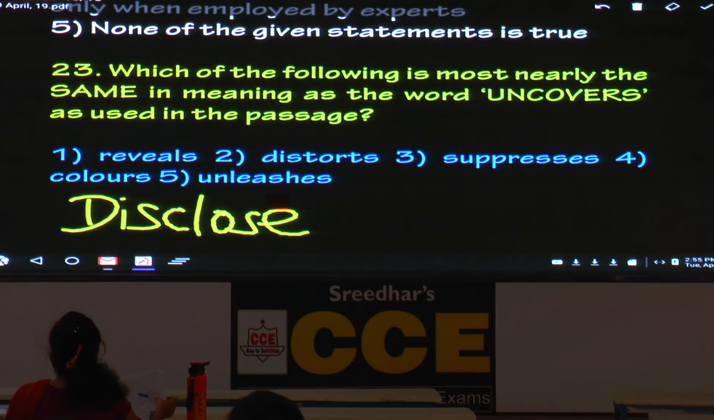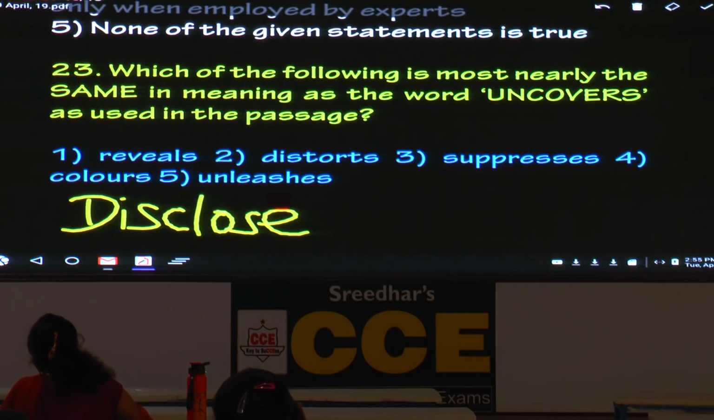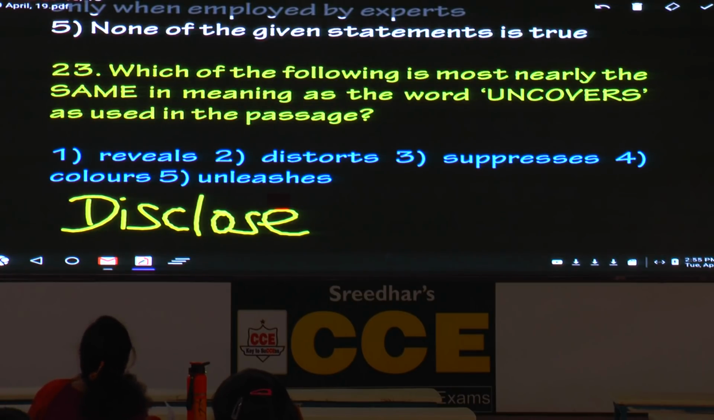So distort means what? To change the shape of something. Distortion of the shape means you don't see the same shape, the shape changes. It goes with vision, with images, distorted, and sometimes with your view. Please write the combination: distorted view or distorted opinion. Suppresses, colors, unleashes. That's an important word. Unleash means what? Release, release, unleash.